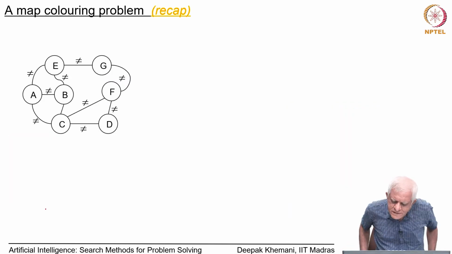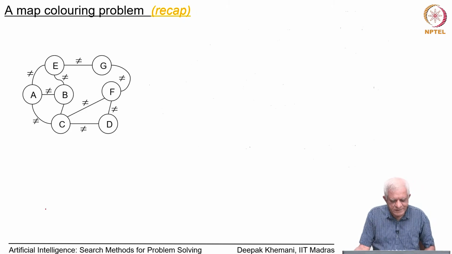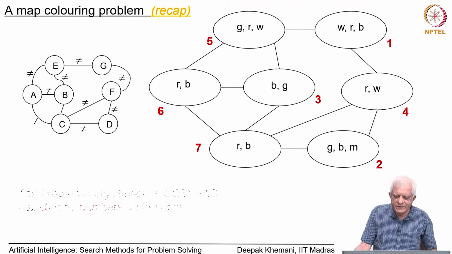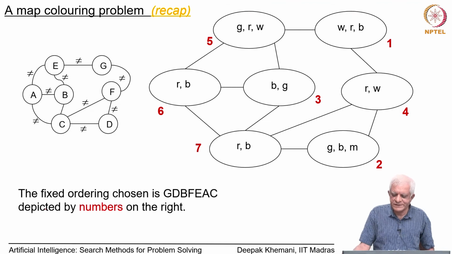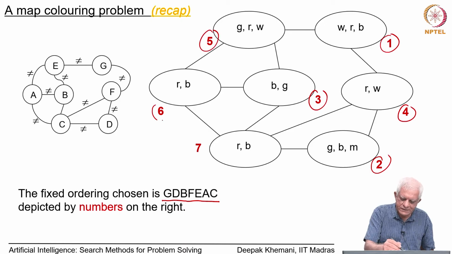So, let us see this in action. We have this map coloring problem that we talked about earlier. We have a chosen order which is G first, D then B, F, E, A, C, shown in red colors here: first, second, third, fourth, fifth, sixth, seventh.